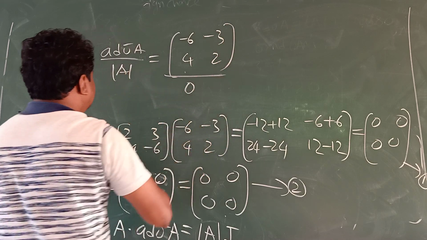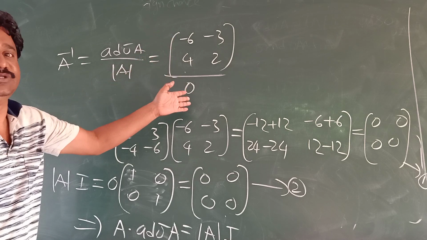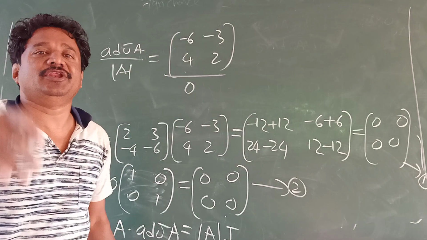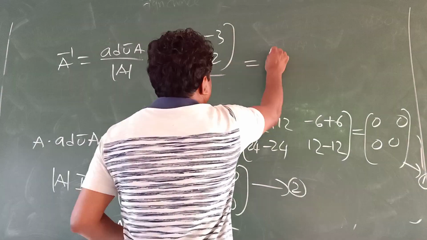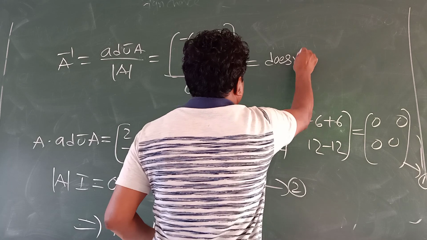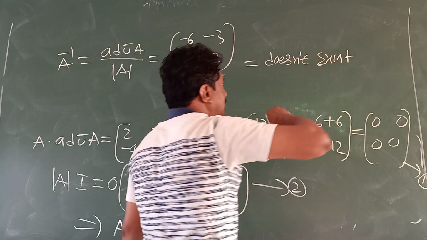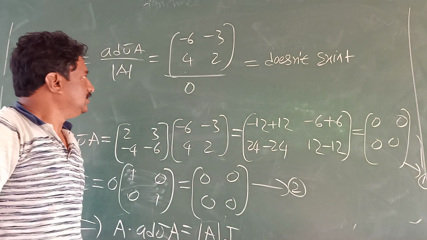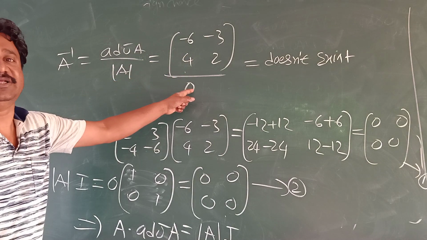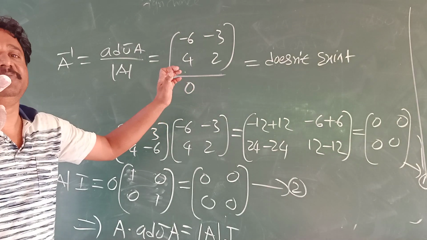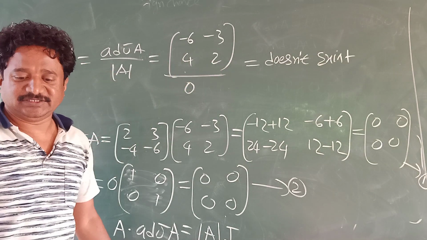Det A is 0. You observe, students, number by 0. What is number by 0? Infinity. It does not exist. That means A inverse is not existing, because the denominator is 0. Number by 0 means it will be infinity. You know that very well. A inverse does not exist.